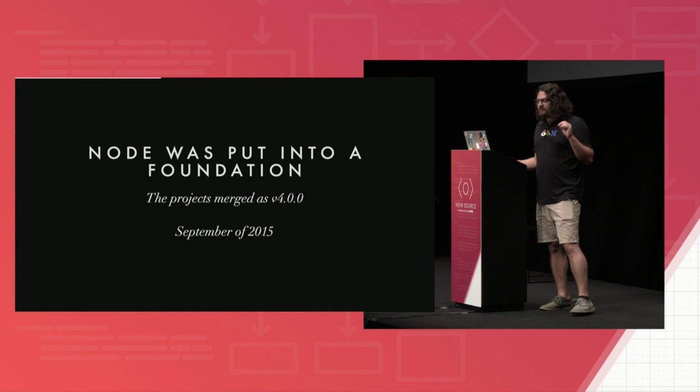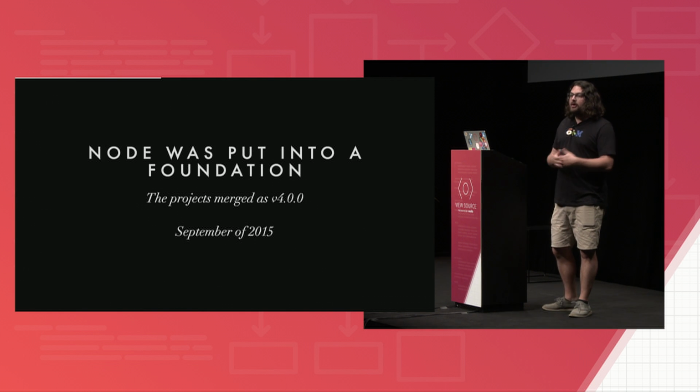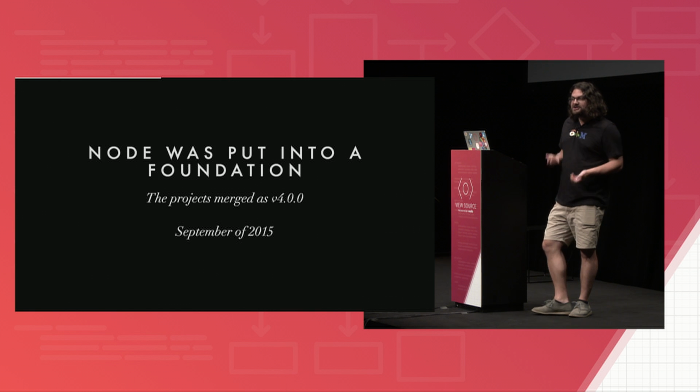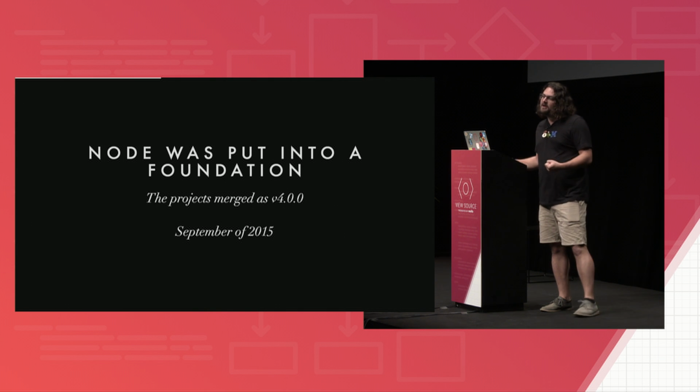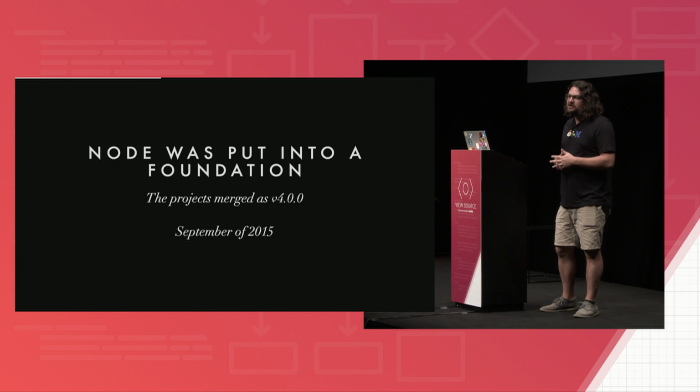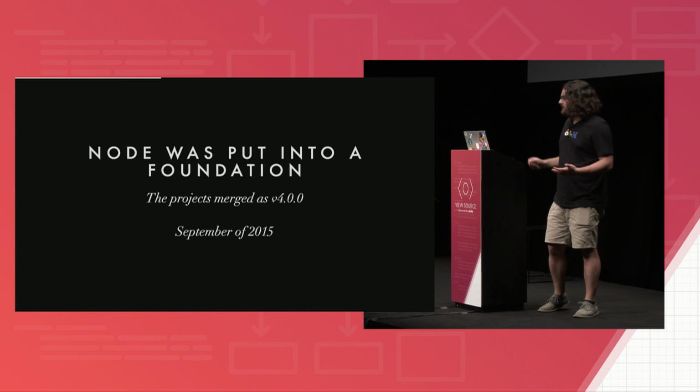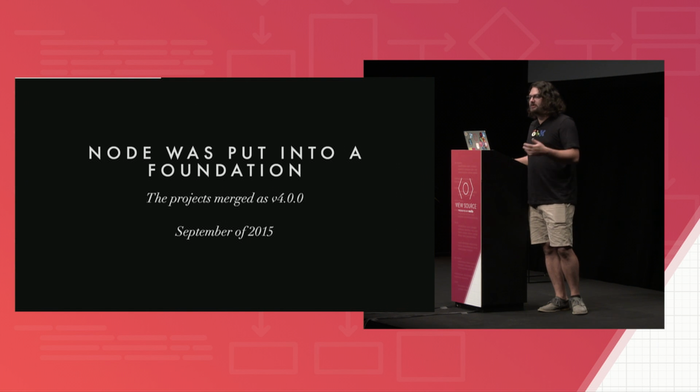So in September 2015, Node and io.js managed to have a merger, and it was put into a foundation. And when the projects merged, they merged as version 4.0.0. And this was like a huge feat. When the project was forked, a lot of people thought that it may not get past this, that the project may be over. But you can't stop JavaScript.